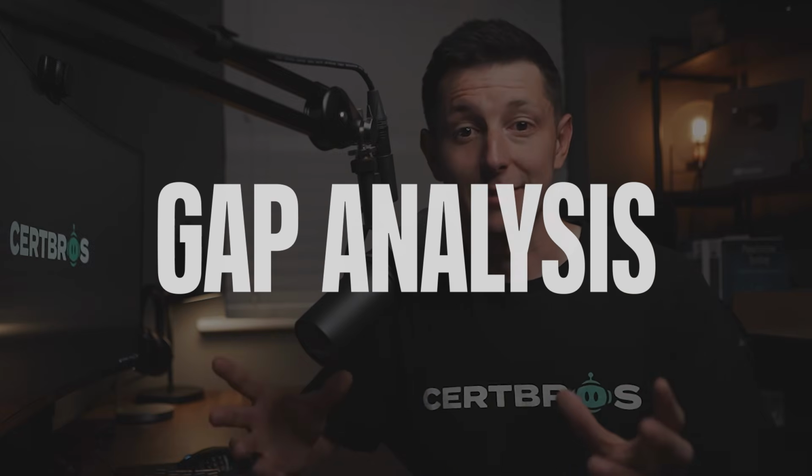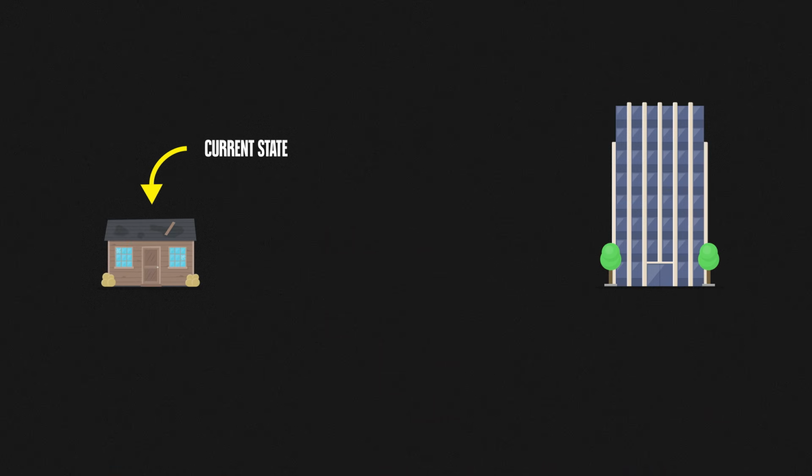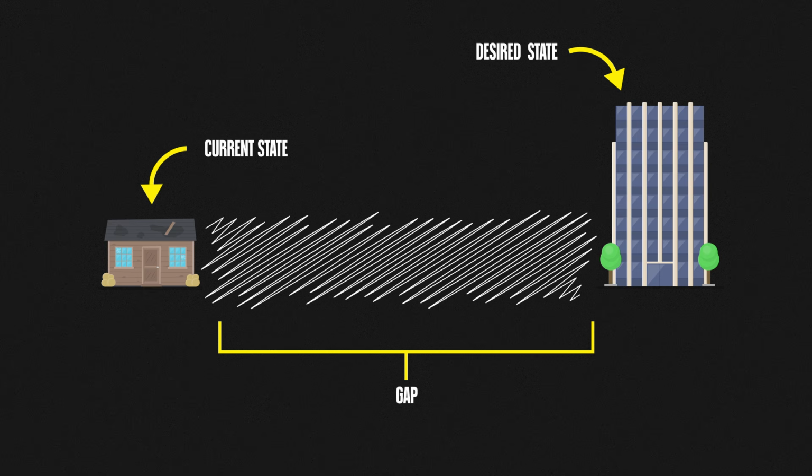In this video, we're going to be talking about a gap analysis. A gap analysis involves looking at where an organization is today, so that's the current state, where it wants to get to, which is the desired state, and the gap in between. Once this has been analyzed, a plan can be made to then bridge the gap and achieve that desired state, giving us the gap analysis.